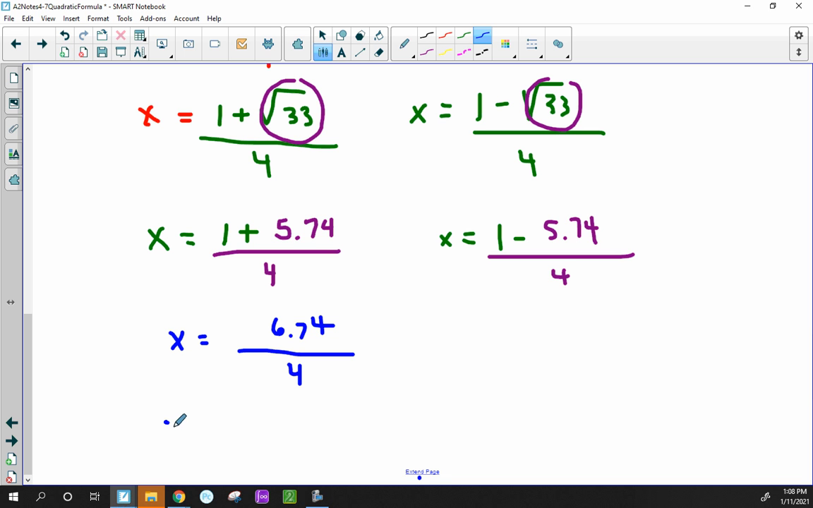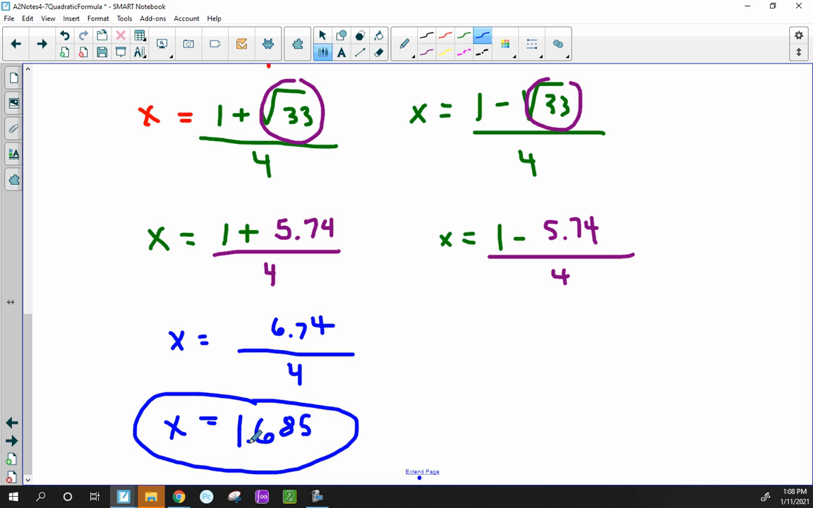And I'm seeing x is equal to 1.685 is what my calculator is showing. I'm just going to go ahead and write all of it. But that is one solution. And it's definitely a real number because it's a number that we are used to seeing. We've seen before. It's also a number that we can definitely plot on a number line.